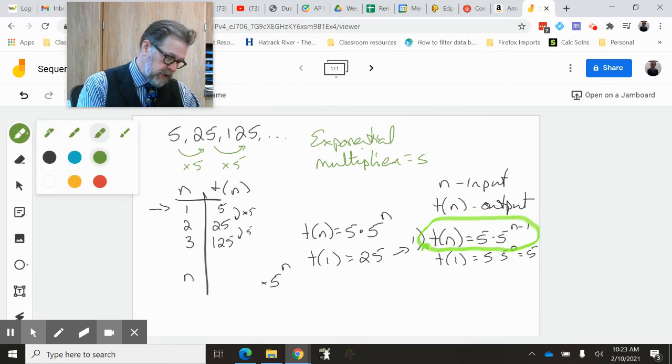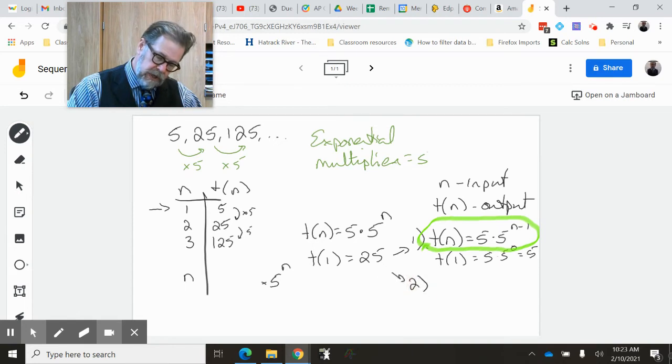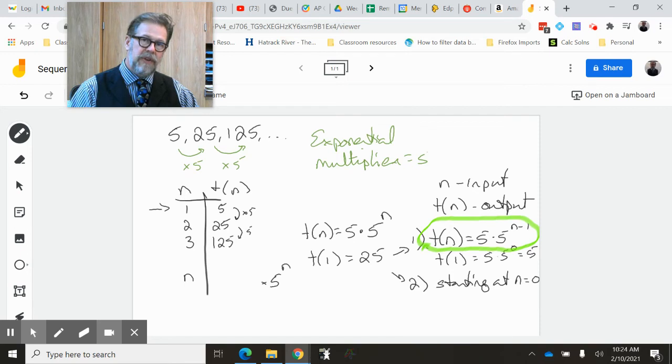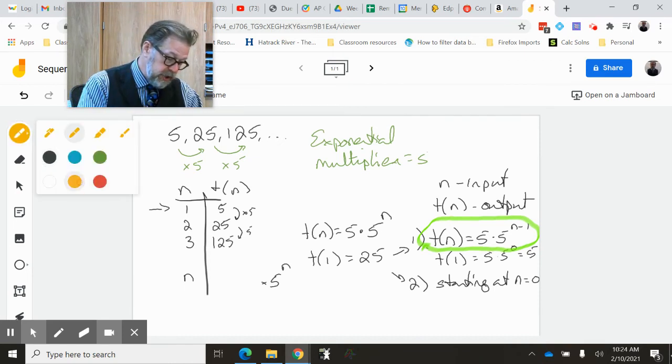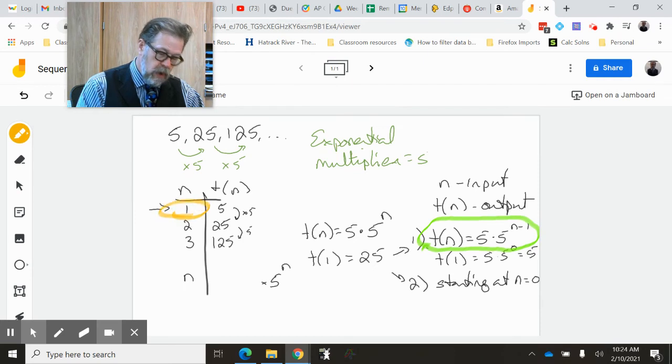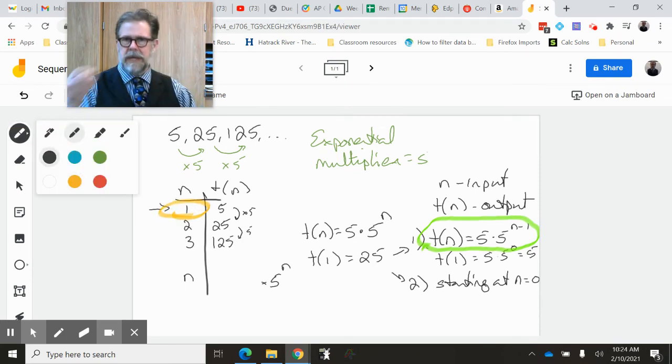This equation works. The other possibility, the second possibility, is to say that, well, my starting point is going to be n equals 0, so I have to go back a step in order to get my starting point. Now, keep in mind that that starting point is not part of the sequence. The sequence starts at 5. The sequence starts at n equals 1. And so this is just almost like an accounting trick, a number trick, so that my equation will work properly.